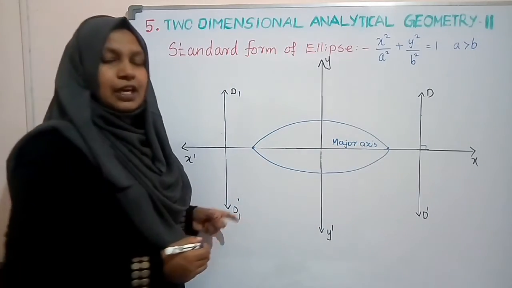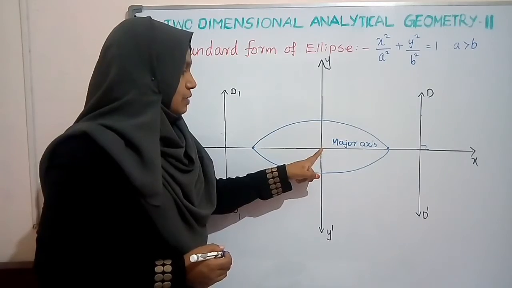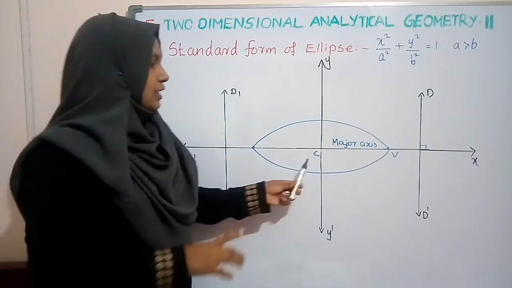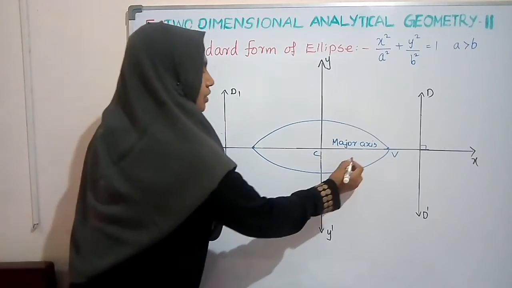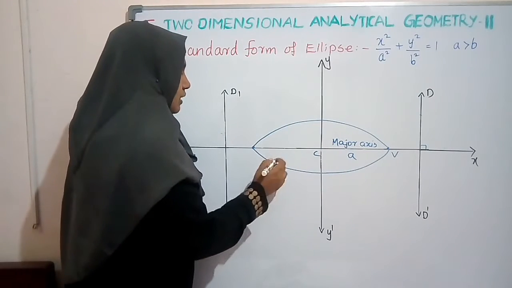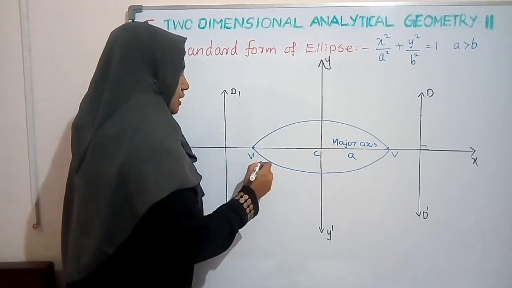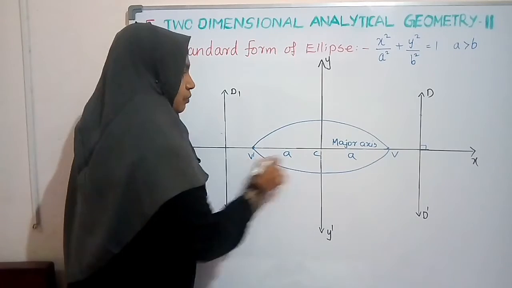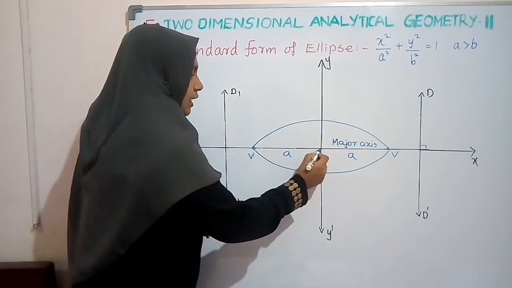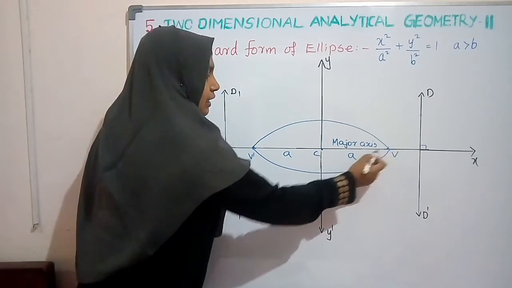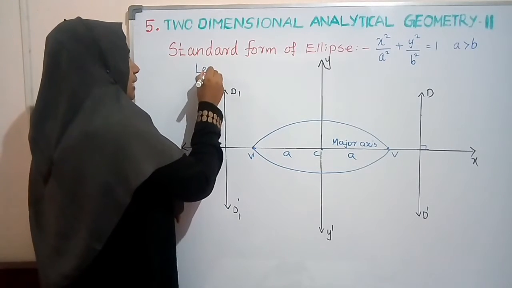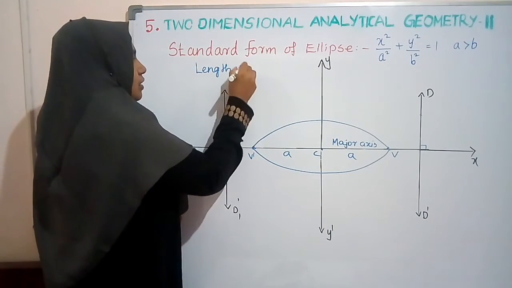Already I told you that the distance from the center to vertex is a. So the length of the major axis is the distance between two vertices. What's the total length? Here it is a, and from here again a. So the total distance is 2a. So we can write the length of major axis is 2a.